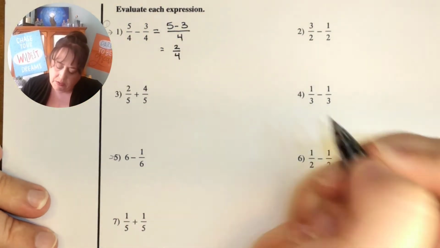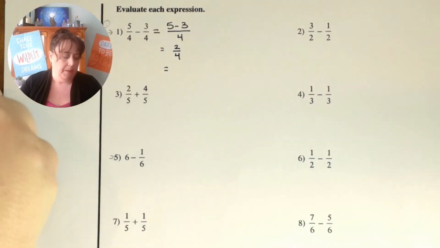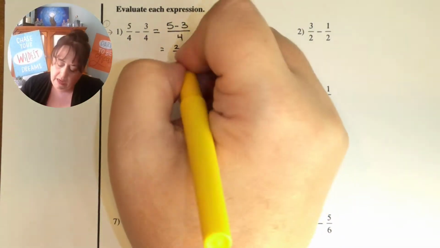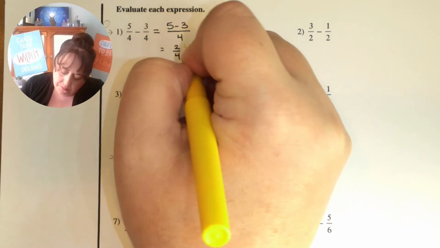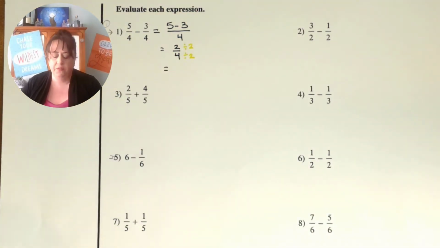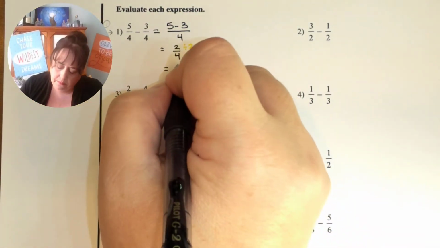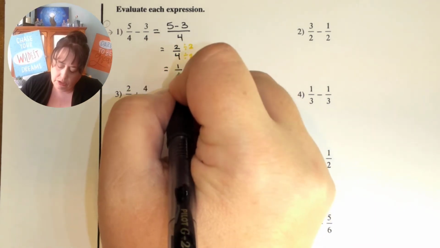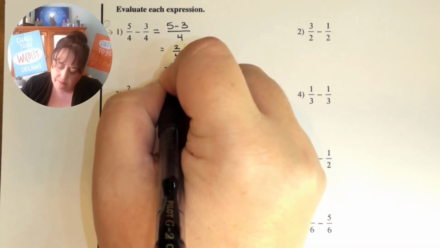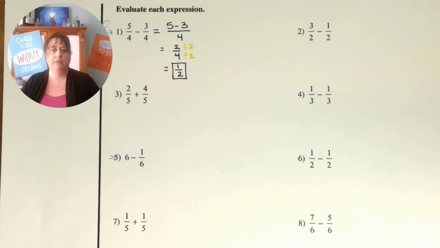And I always reduce. So I can divide the top and the bottom by 2. 2 divided by 2 is 1. 4 divided by 2 is 2, so my answer is 1/2. So that's the very basics in adding and subtracting a fraction. I could do that here as well.